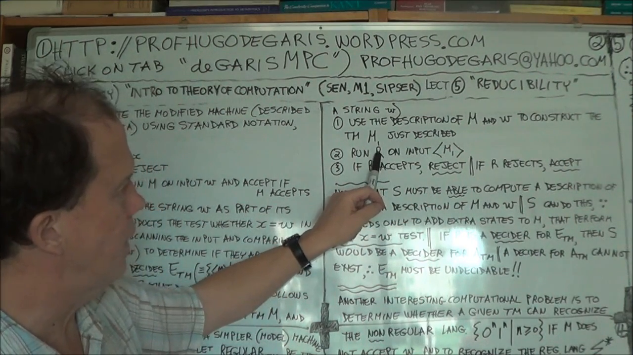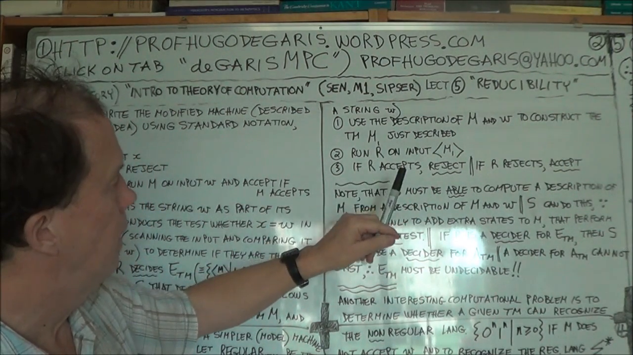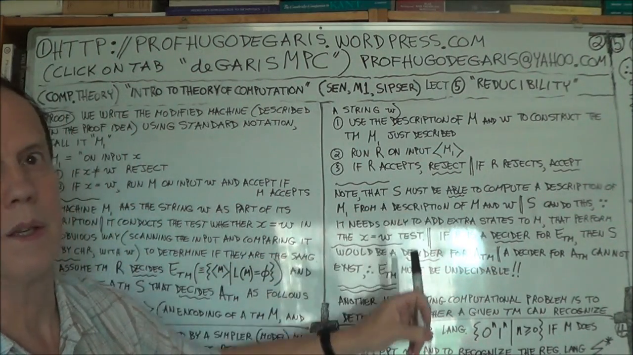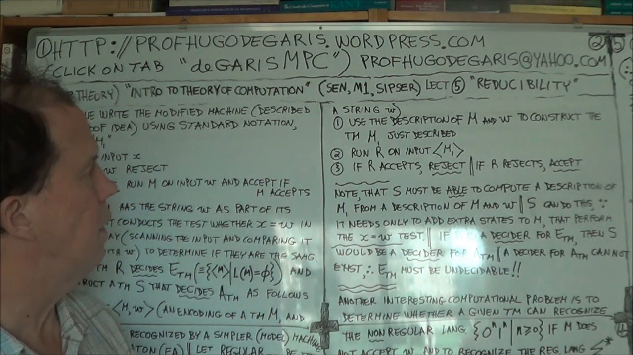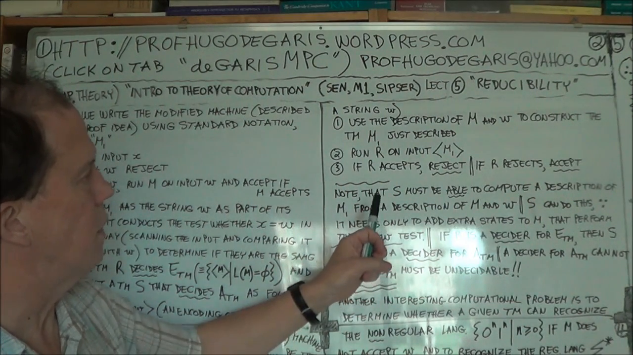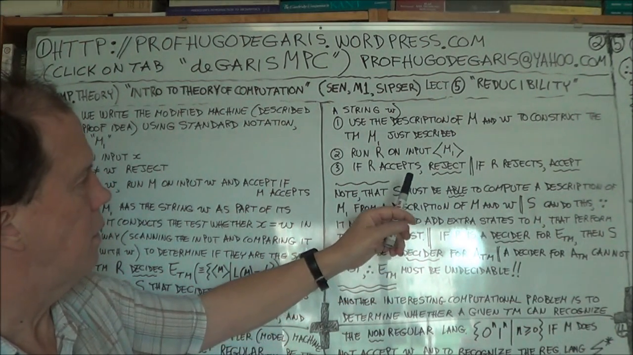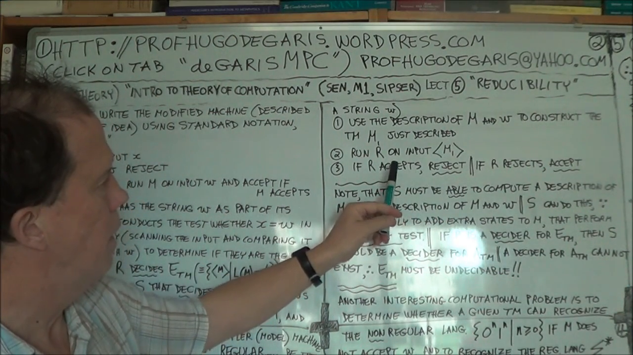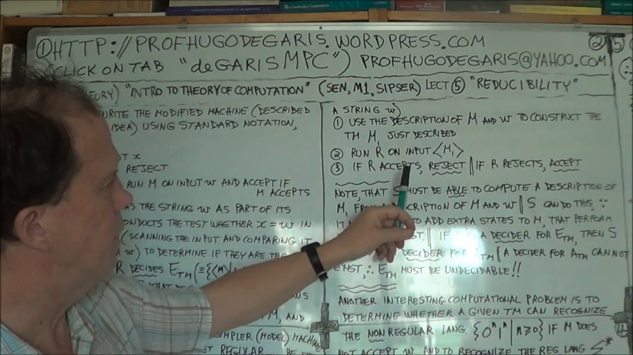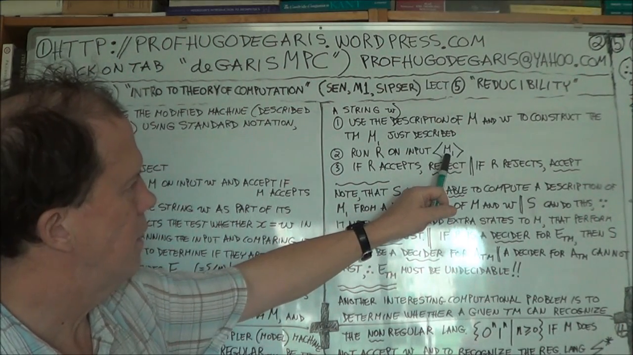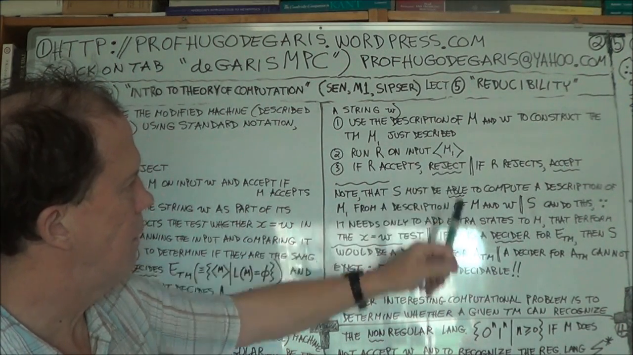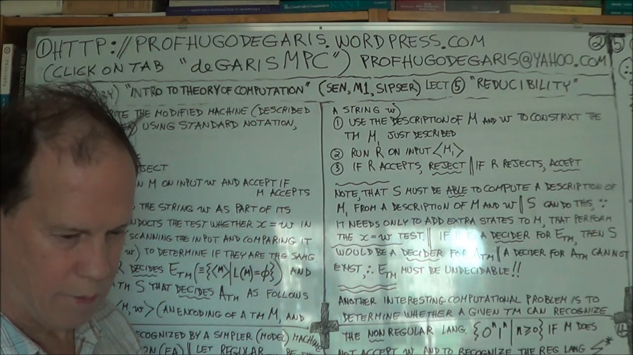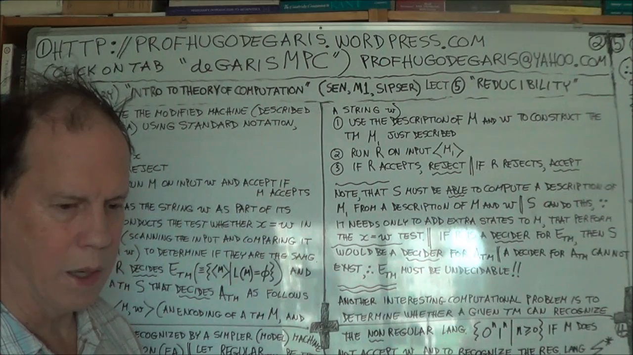Right. Okay. So now R decides, right? Okay. So if R accepts, then have S reject. Now why is that? Why do we do the opposite? Why does S do the opposite of R? Common sense says what? So if R accepts, what is R doing?